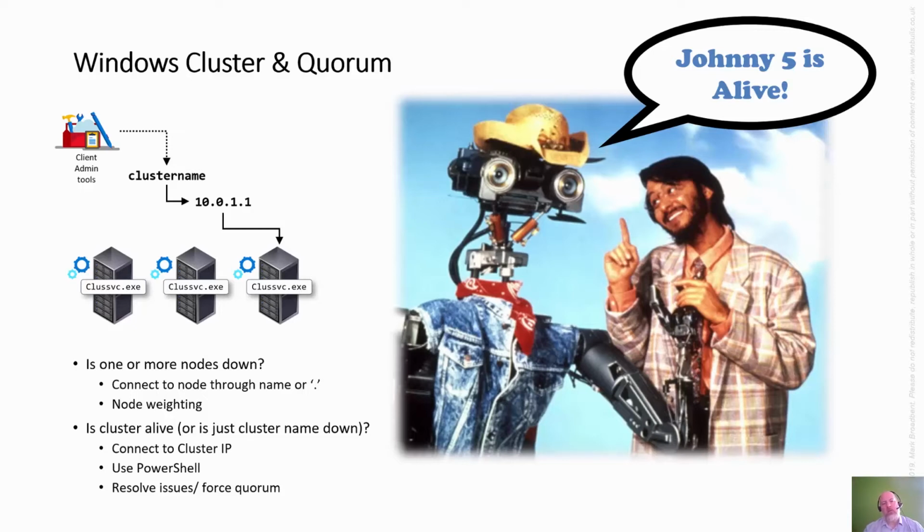Now, if you remember that we created a cluster name and cluster IP when we set up our cluster, you can have a situation where your cluster name is down, but your cluster IP is still up. So clearly, if your cluster name is down and you are trying to connect to your cluster in your cluster admin tool, then that's not going to work. But if you then specify your cluster IP instead, it will, of course, still be able to connect to your cluster, and you can resolve any issues, and you'll still be able to view what's going on in your cluster.